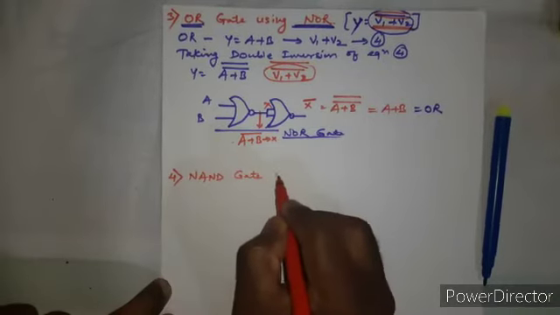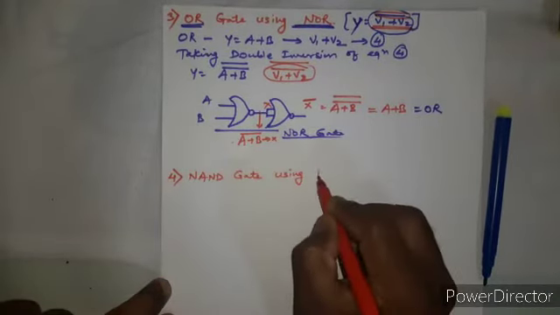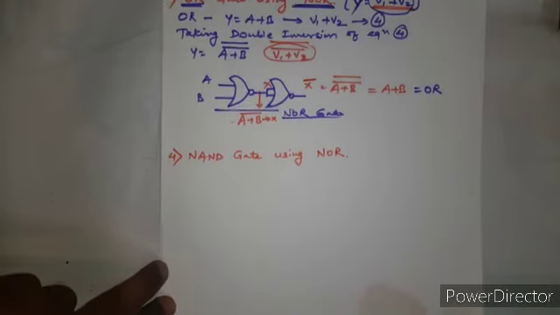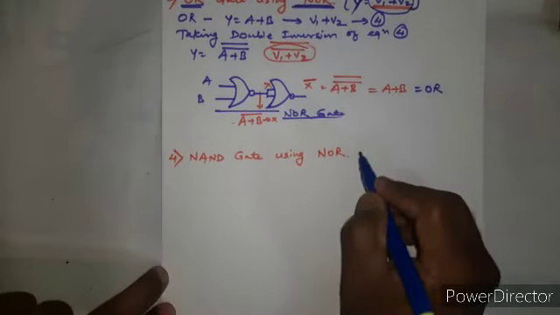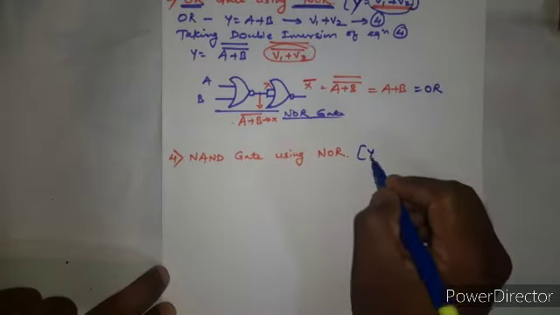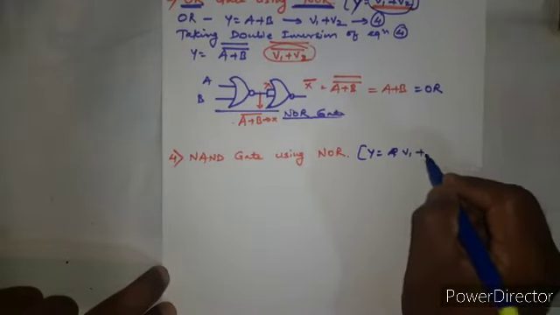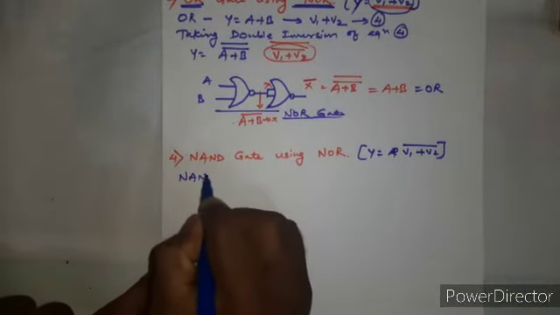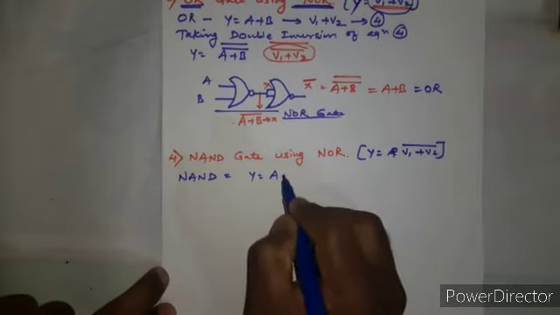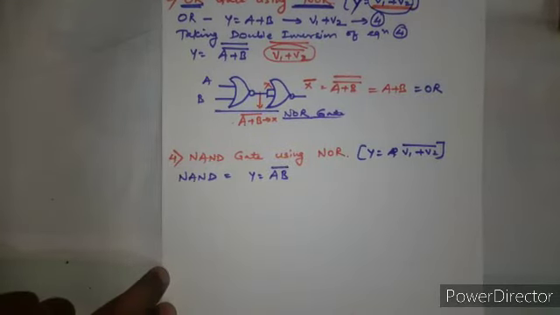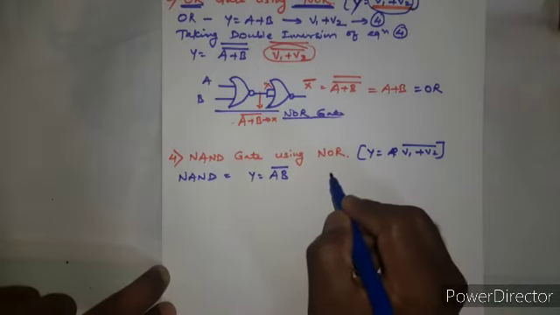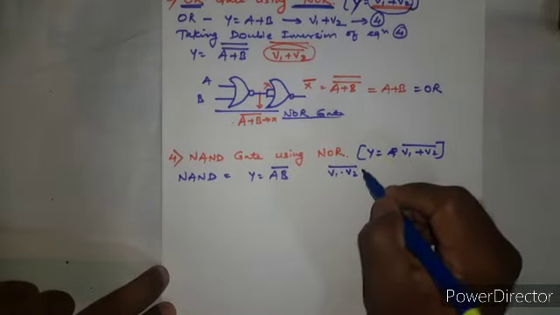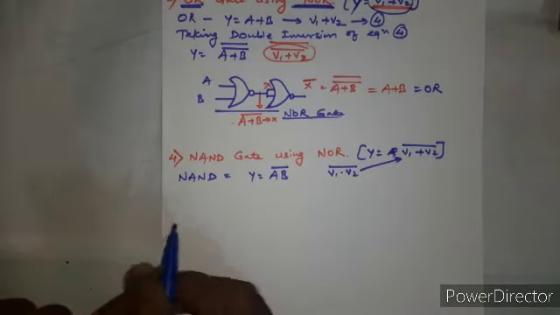NAND gate using NOR gate. Now the NOR gate we know, y equal to v1 plus v2, variable 1 plus variable 2 whole bar. What is the equation for NAND? y equal to a b whole bar, right? So this is v1 dot v2 whole bar. If we see this format, we just need to convert these into this format, right?